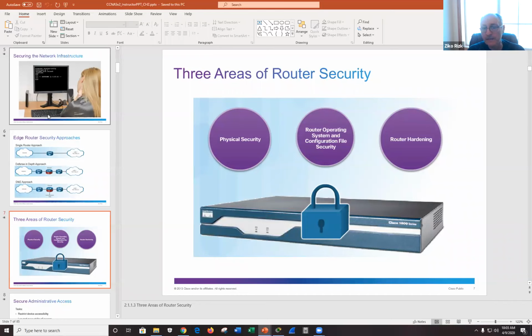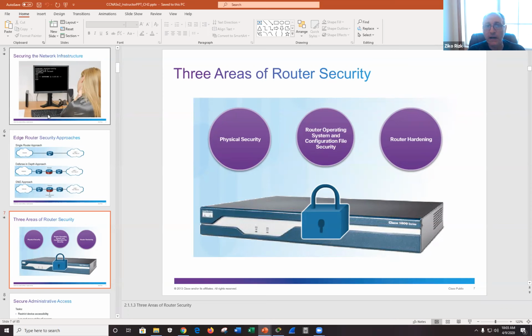The one in the middle talks about router operating system and configuration file security. And of course, those are very, very important because someone could replace the OS with another OS that has security holes in it, and that would be a huge issue.